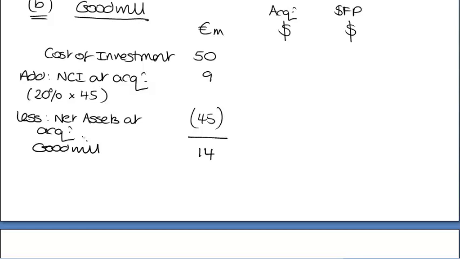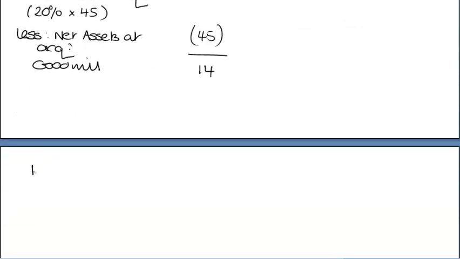At the date of acquisition, the exchange rate was 2 euros to the dollar, which means that we've got a cost of the investment of 25 million euros. But at the SFP date, the exchange rate is 2.5 euros to the dollar. So we've got a revised cost of the investment of $20 million. So we'd say that in the books of the parent, and who is the parent? It's Egin.